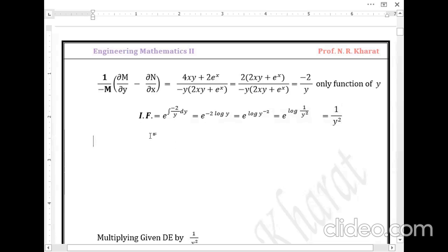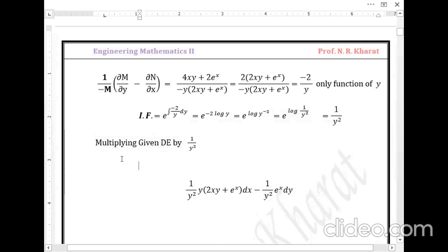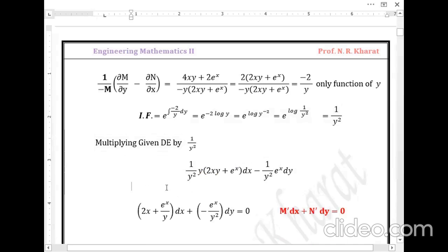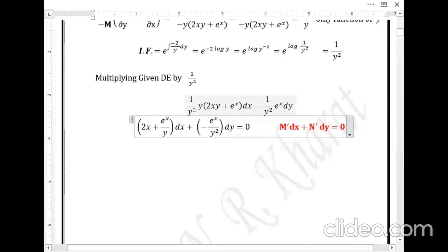Multiplying these terms by the integrating factor, we get a new differential equation, and we can find its solution. The differential equation is multiplied by 1 upon y². 1 upon y² is multiplied into y(2xy + e^x) dx, and again e^x multiplied by 1 upon y² dy. Then we have to find its solution. This differential equation is now exact. The y² and y² get cancelled in part of the term, and we get 2x, and then e^x upon y. This is an exact differential equation.